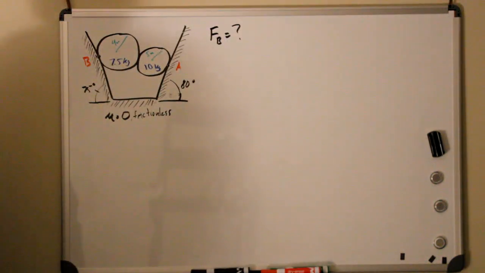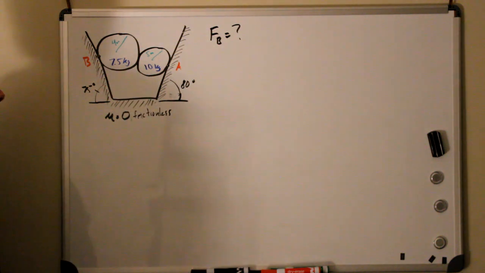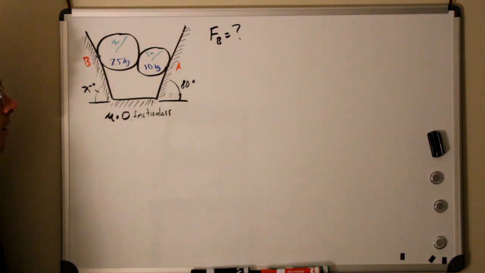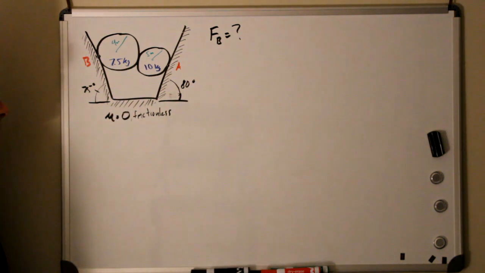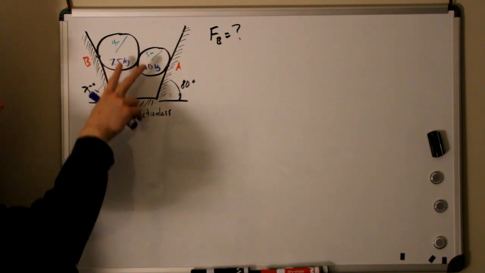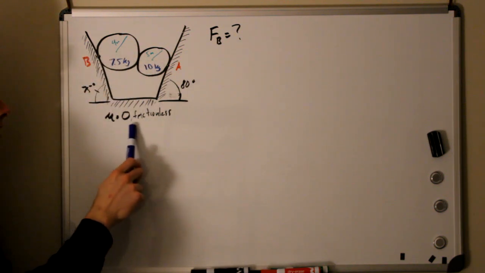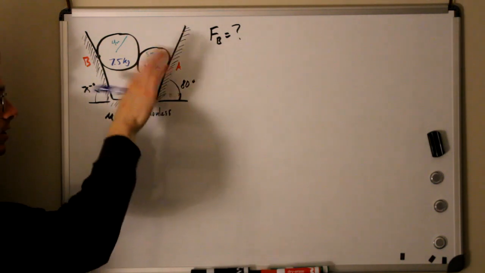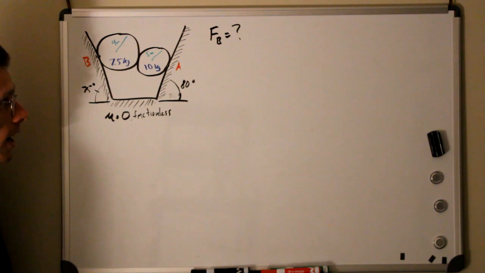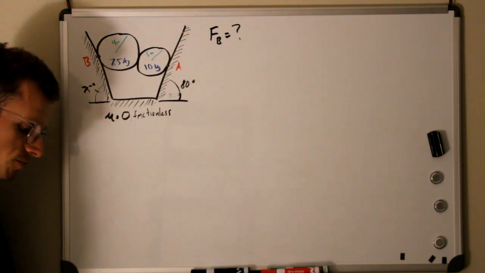We've got two boulders, two spheres that are pinned against a wall, a 7.5 kilogram and a 10 kilogram. They're stuck together and they're stuck against the wall. These walls have zero friction. The frictional coefficient is zero. You've got an 80-degree slope here, a 75-degree slope on the other side, and we're looking for the force at B.